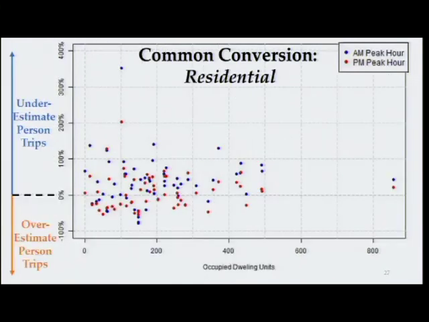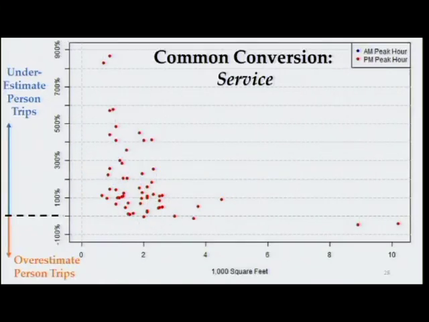If we go on to residential, you'll see even more error. Here we have it ranging from overestimating by about 70% to underestimating by about 350 or 400%. And this is even the worst one. If we look at service, some of the worst ones are underestimating person trips by 900%. And service generally implies restaurants and things like banks. So this is a lot of restaurant data with a few other types of services thrown in.